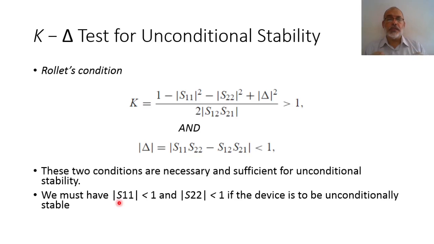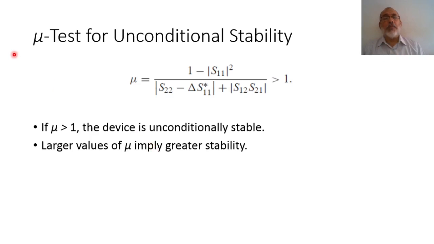Effectively, this test just tells us whether it is unconditionally stable or not. If these two conditions are satisfied, this means that the transistor is unconditionally stable. If one of them is not satisfied, this means that this transistor is conditionally stable. But how much is the stability of the transistor? These two equations do not give us the answer to this question. The other test is the mu test for unconditional stability.